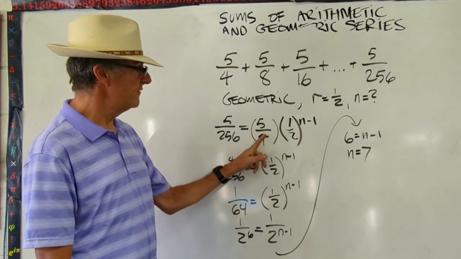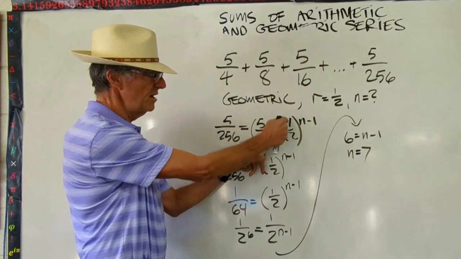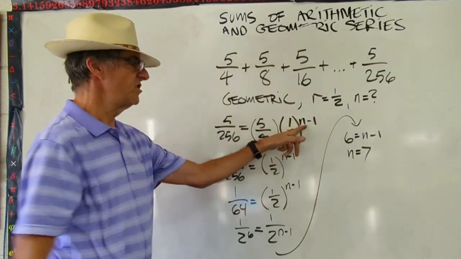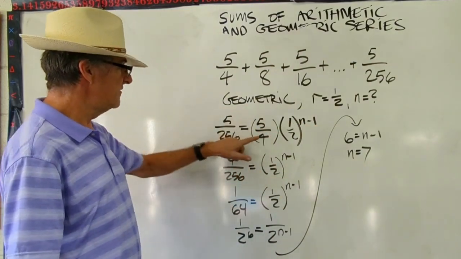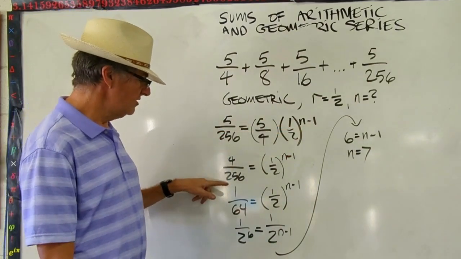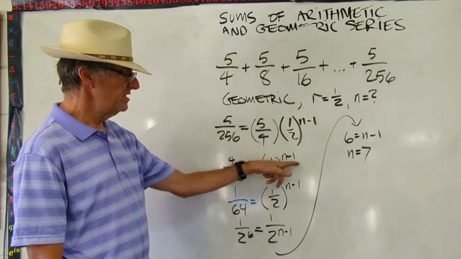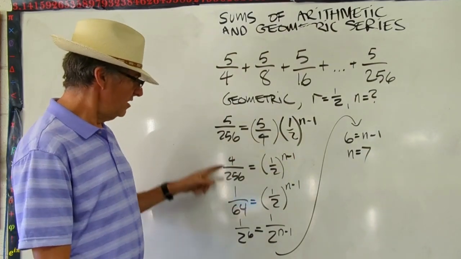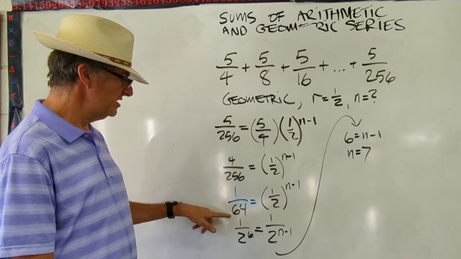It's going to be the first term times r to the n minus 1. We just don't know what n is. So what I did is I divided 5/4 away from the right side. That gave me 4 over 256 equals 1/2 to the n minus 1. I'm just bringing that down. 4 over 256 is 1 over 64.